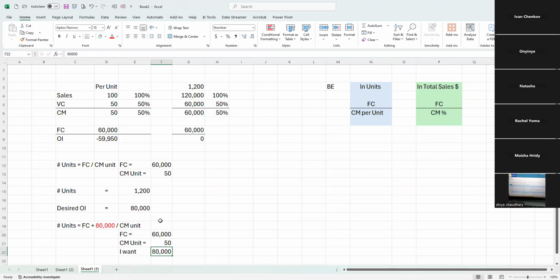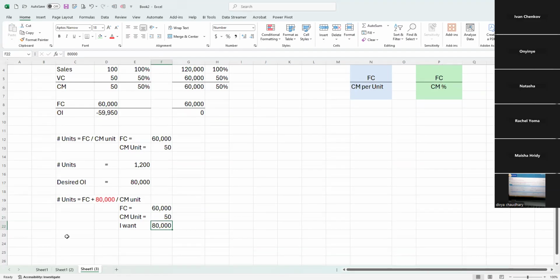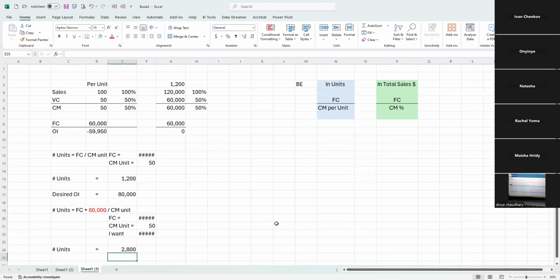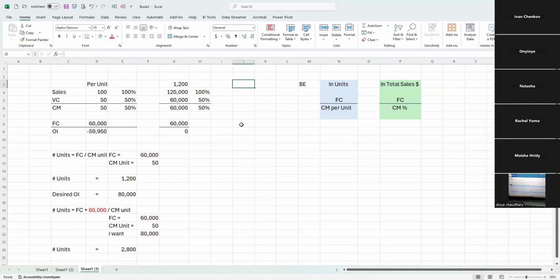Can I calculate how many units I need to produce? Yeah. 60,000 fixed cost plus the amount, divided by the number of units. It's going to be equal to 60 plus 80, 80,000, divided by 50. So if I sell 2,800 units, I'm going to get what I want. Let's see if that's actually going to work. 2,800 units.